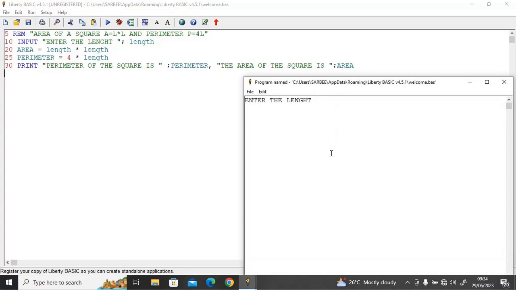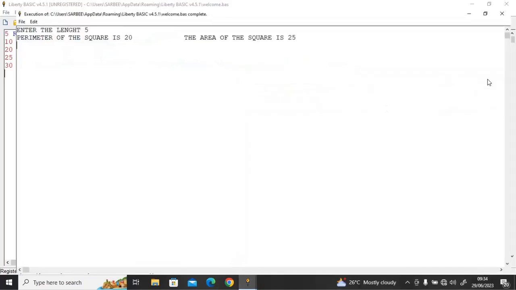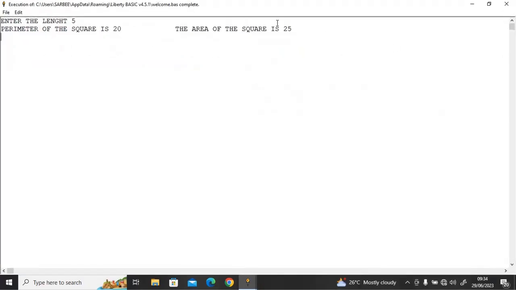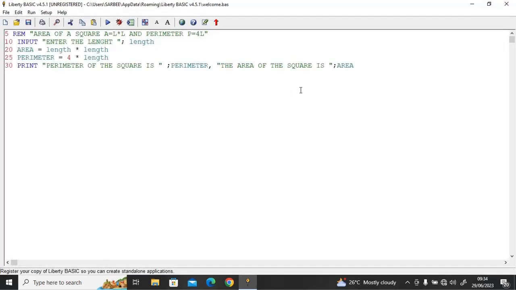So enter the length. Let's say my length is 5. You know 5 times 5 is 25. 4 times 5 is 20. So let's check together. The perimeter of the square is 20, which is right. 4 times L, that's 4 times 5, 20. And the area should give us 25. You can see the area of the square is 25. Now this is more readable and more explicitly stated for the end user or someone running your program.